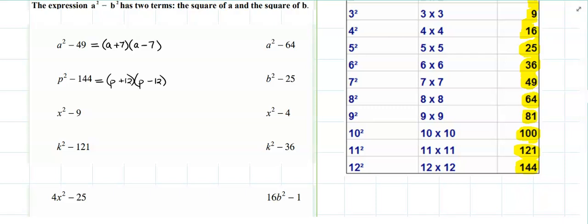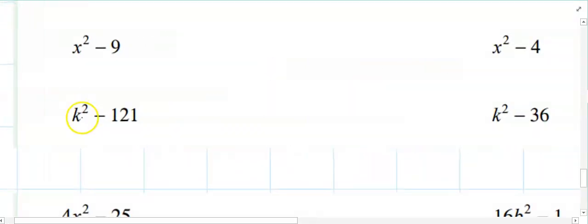Let's try another one. K squared, 121. K squared is K times K. 121 is 11 times 11. So I break it into two parentheses multiplied together, two binomials. One's positive, one's negative. K and 11.